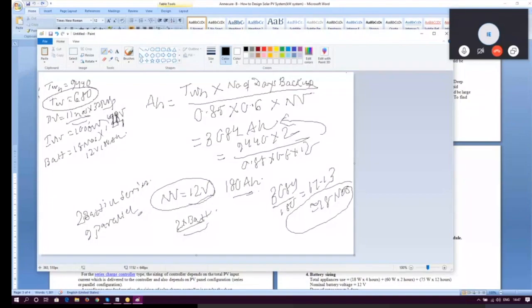Clear? Arijit, please share the screen. Please take the snapshot and share it with the students.